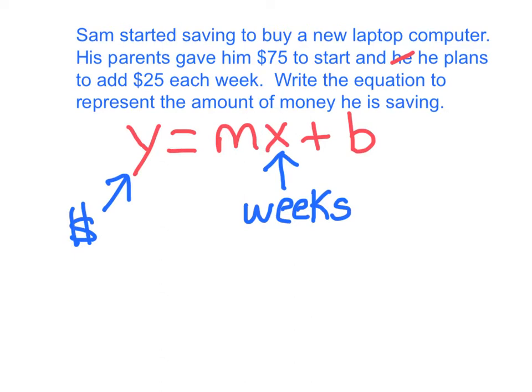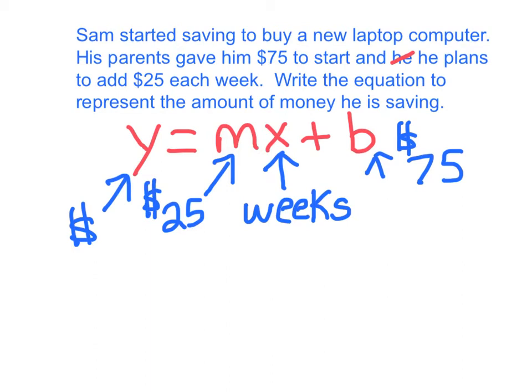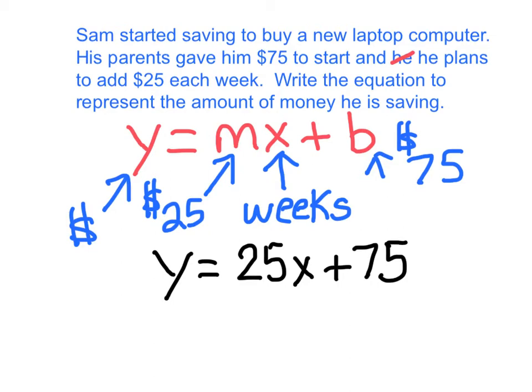The initial amount that he's starting with, his parents gave him $75, so that's the initial amount that he's starting. And then the rate that he's saving, the slope, is going to be $25 per week. All right, so our equation is going to be y equals 25x plus 75. So if he saves for 10 weeks, he would have $250 plus 75, he would have $325.